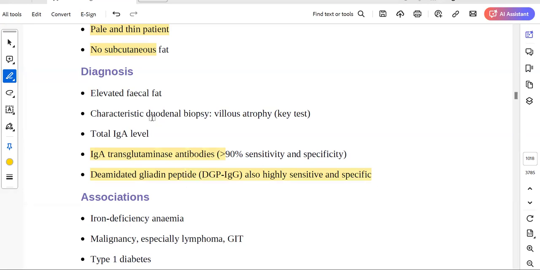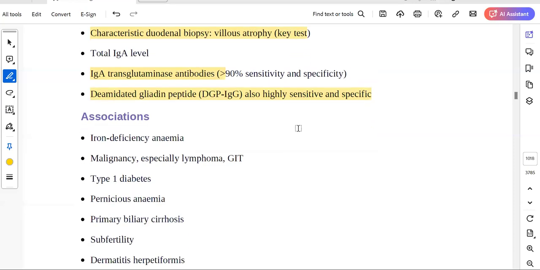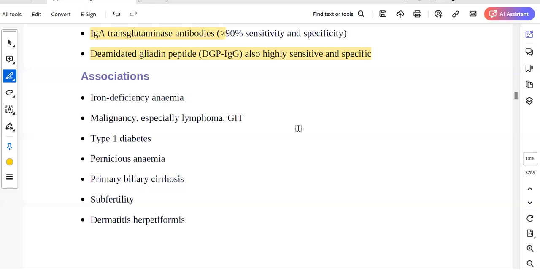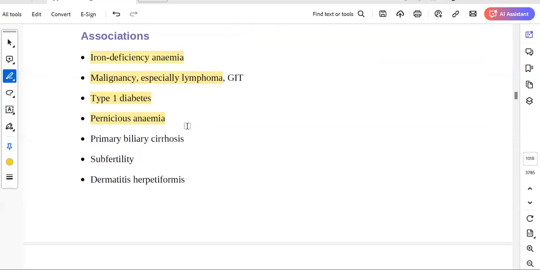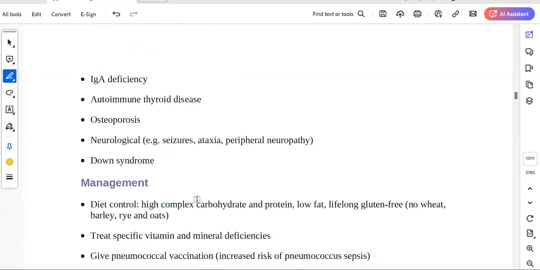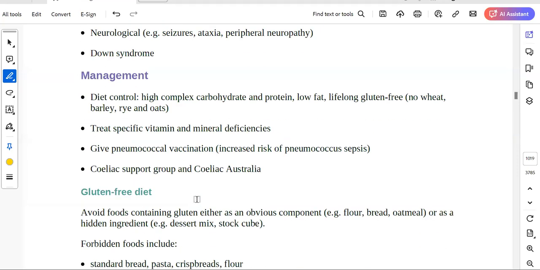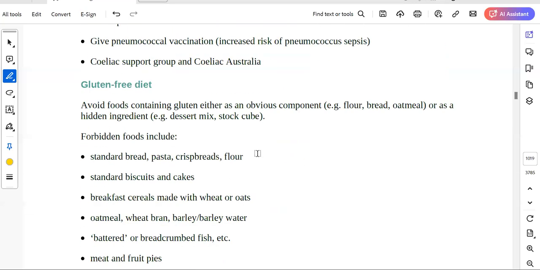If any of these tests come back positive, then the confirmatory test is duodenal biopsy, and in duodenal biopsy you can get villus atrophy, and that is the confirmatory test. Because it is an autoimmune condition, patients with this condition can have other autoimmune problems like pernicious anemia, type 1 diabetes. They have an increased risk of lymphoma, and iron deficiency. All of this can be associated with celiac. So what is the management? Once you diagnose the patient, management is simple. Don't take anything which contains gluten. So a gluten-free diet is the treatment.